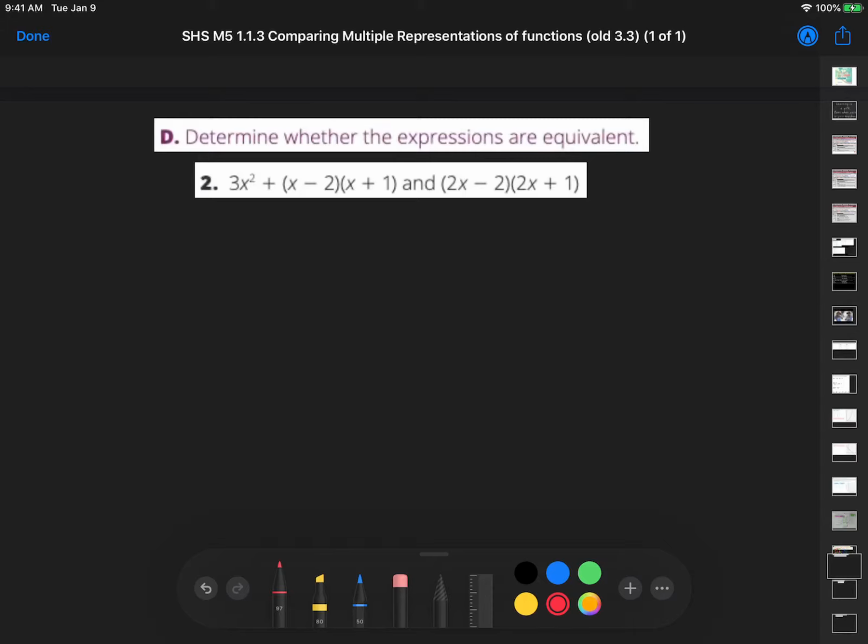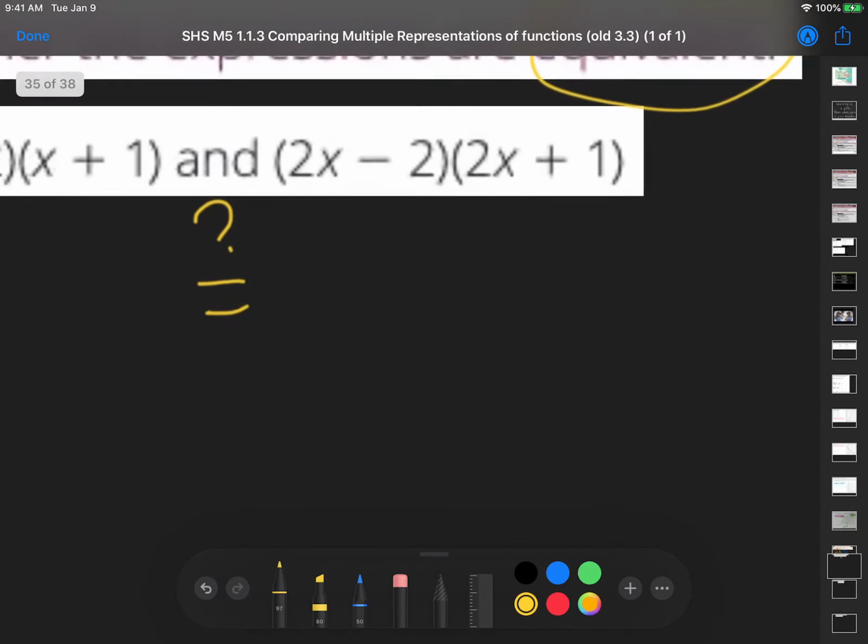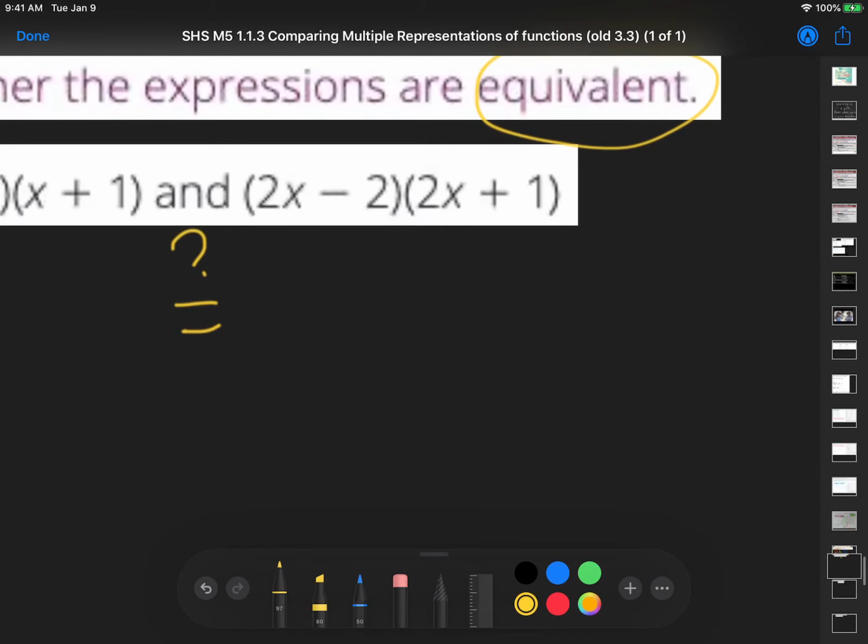All right, let's see if these are equivalent. Are they the same thing? Okay. Now let's do the right side first. You can choose either side. And I want you to notice that there is no, I'm just going to write it, no plus or minus. So you are not distributing in this problem.